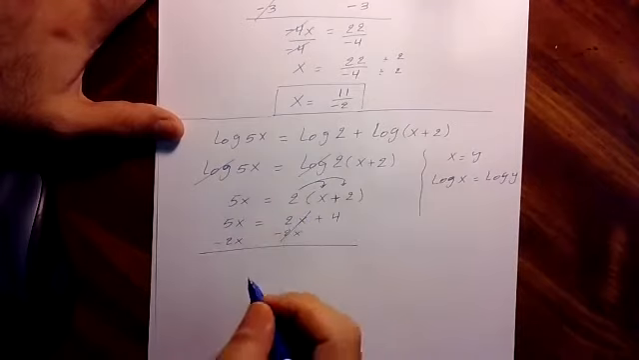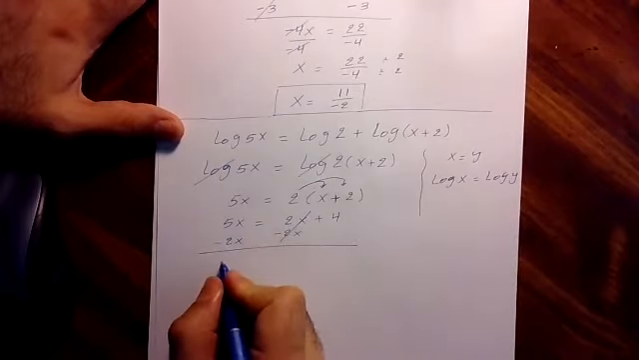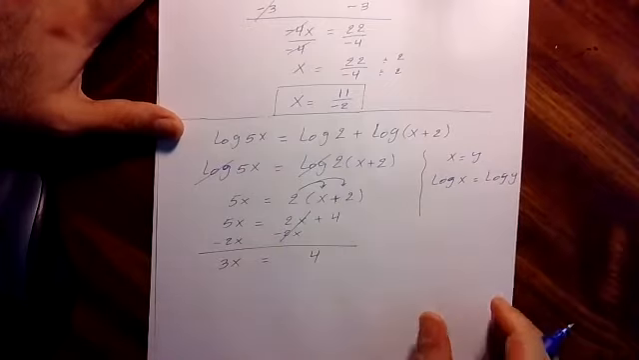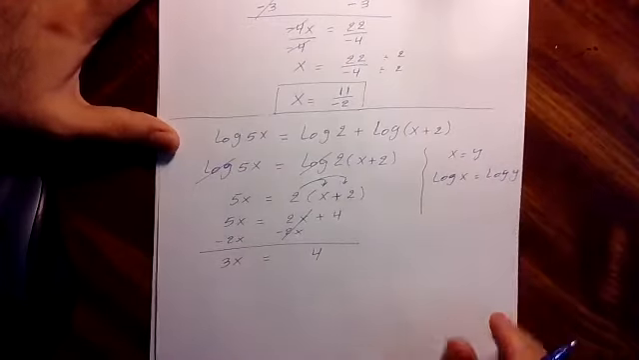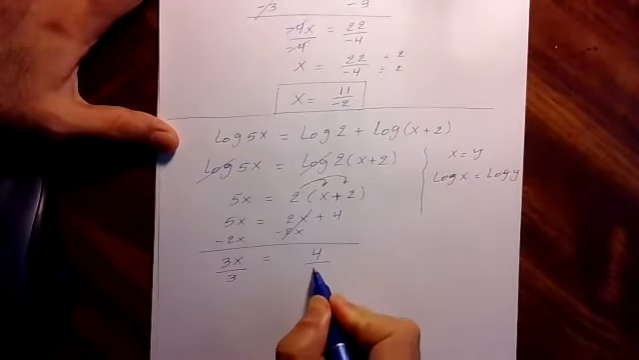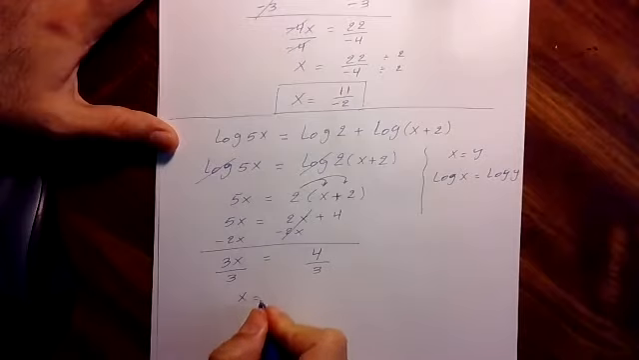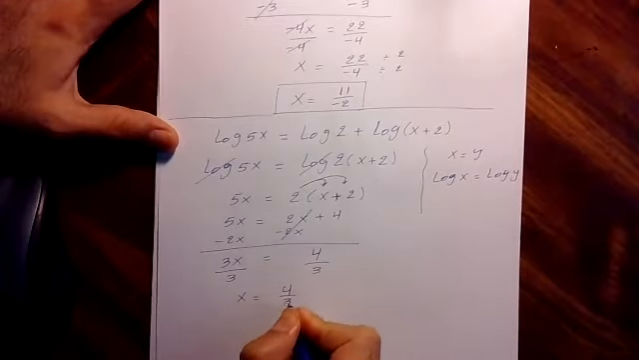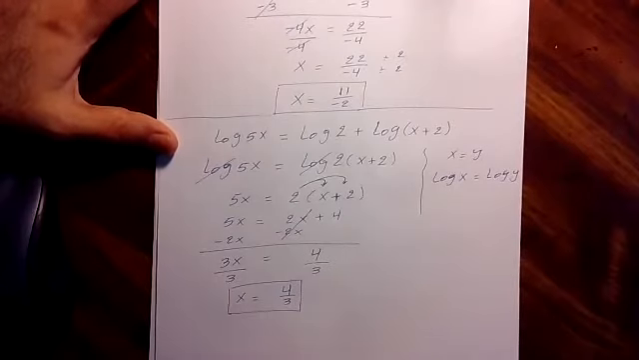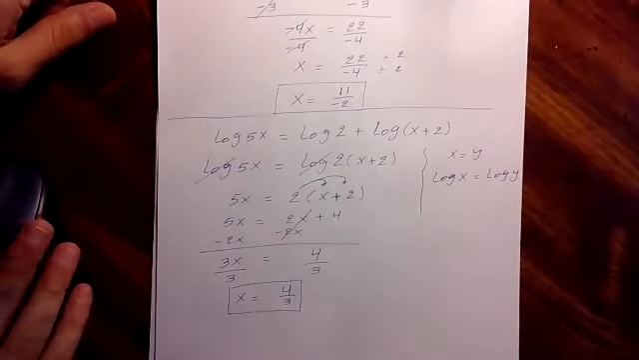Cancel these. The leftover 5x minus 2x is 3x, equal to the leftover from the right side, which is 4. The last step, you need to find the value of x. So you're going to divide both sides by 3. So x is going to be 4 over 3. This is the solution for this example.